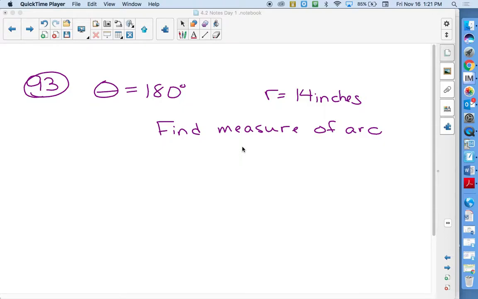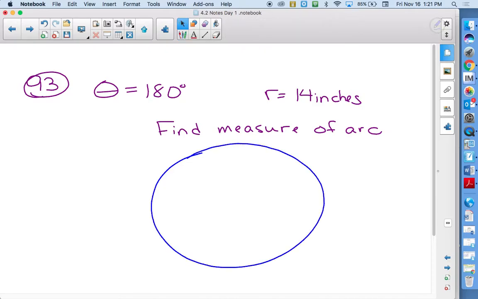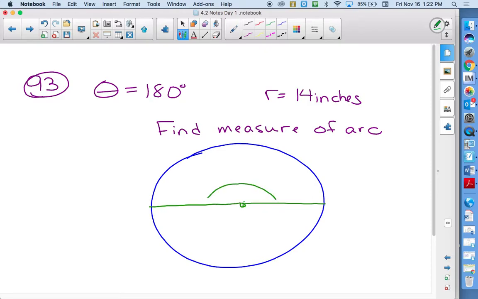Talking about finding the measure of an arc that correlates to an angle of 180 degrees and a radius of a circle being 14 inches. Just to get a little visual idea as to what's going on: if we have a 180 degree angle, that means our angle is rotating halfway around the circle to the other side. So there would be 180 degrees. It tells us that the radius is 14 inches, so from here, either direction is 14 inches.